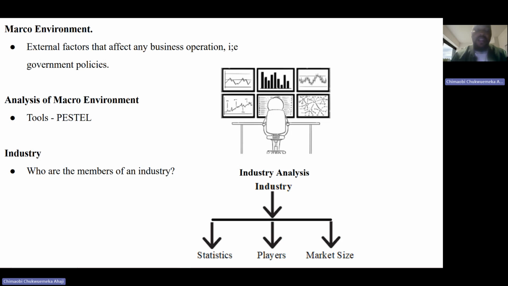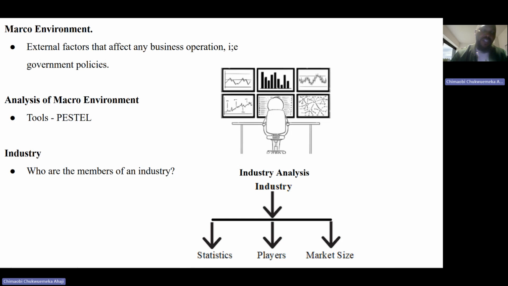Take, for example, our client, like you told us about, if there's a change in government policy in the allocation of milk, it will affect them. If there's a change in the government policy or technology used in developing or producing yogurt, it will affect them.